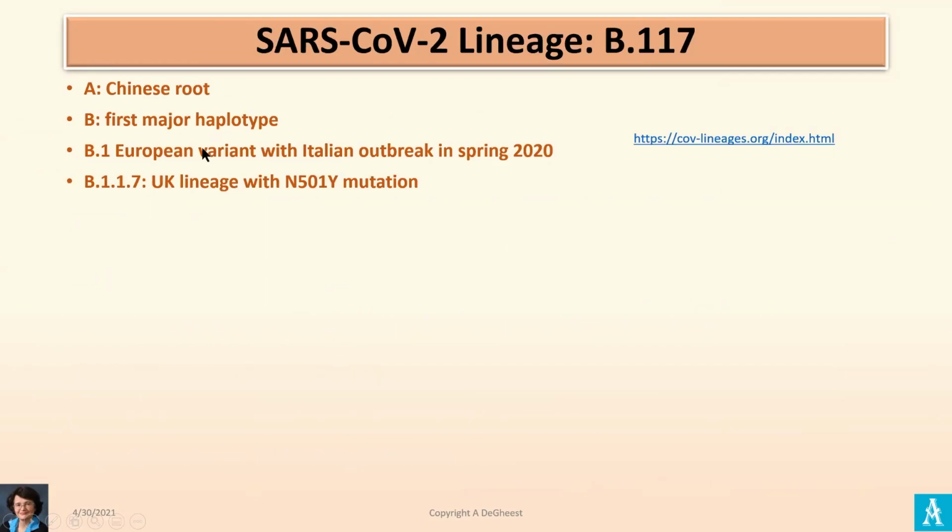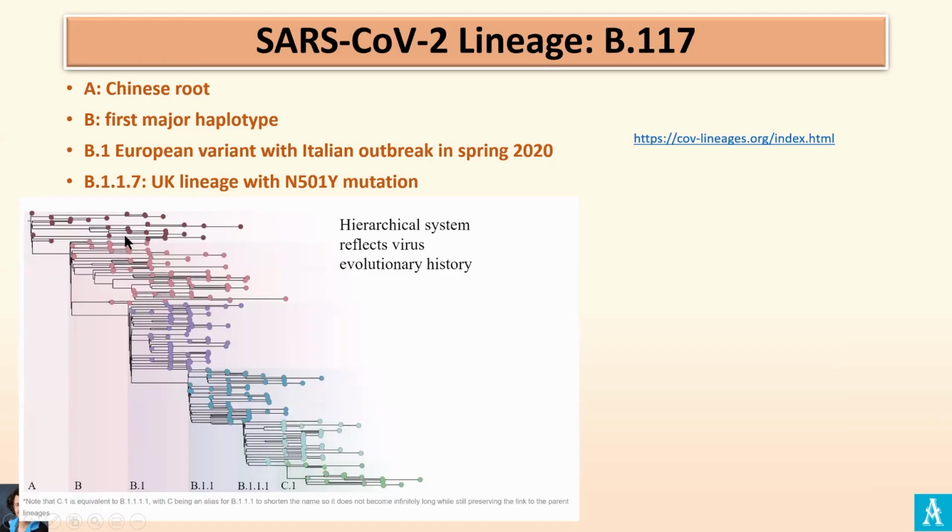So let's look at the lineage. The original lineage was A, for the Chinese root from Wuhan. And then we had the first major change. That was the B variant, the haplotype, which happened in Europe. And the big change in Europe was the Italian outbreak in the spring of 2020. And then as the thing starts to evolve, you have these subgroups there. So this was the A and then the B. And as we see significant mutation, that's why you have the B117.